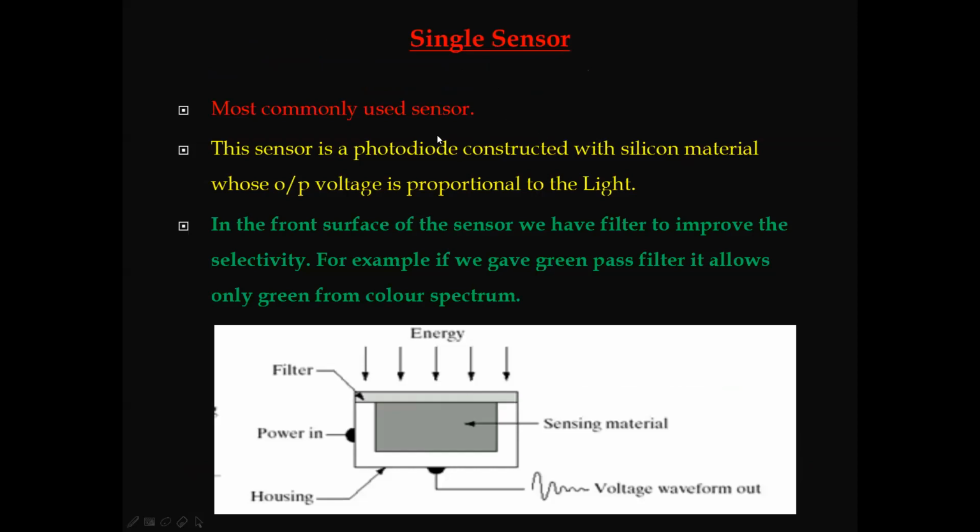So we will try to understand one by one what is a single sensor, what is a line sensor, and what is an array sensor. The single sensor is the most widely used sensor. This sensor is a photodiode constructed with silicon material. You can see on the top of this sensor material, we have a filter. So what is this filter which we are using in image processing? In image processing, when we pass an image through a filter, it can extract image components like the green component, blue component, and red component.